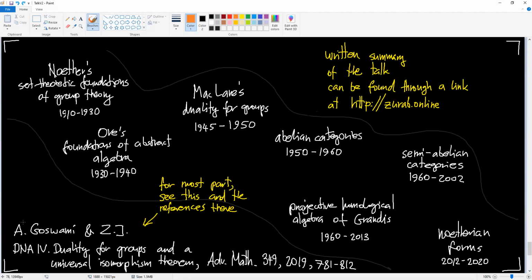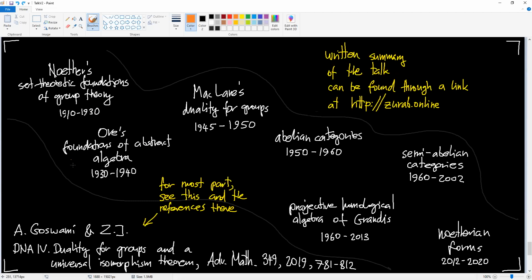First of all, a good description of history is given in this paper, Duality for Groups and the Universal Isomorphism Theorem, in a series, Duality for Non-Abelian Algebra, with Amartya Goswami. The other thing I want to say is that I've found a few references which talk about Noether's project of set theoretic foundations of group theory. Colin McLarty writes in all these papers that what Noether wanted is to get rid of elements and just have theorems in terms of homomorphisms and cosets and sub-objects and so on, subgroups and so on. So what we do here with Noetherian forms seems to be very similar to what Noether wanted.